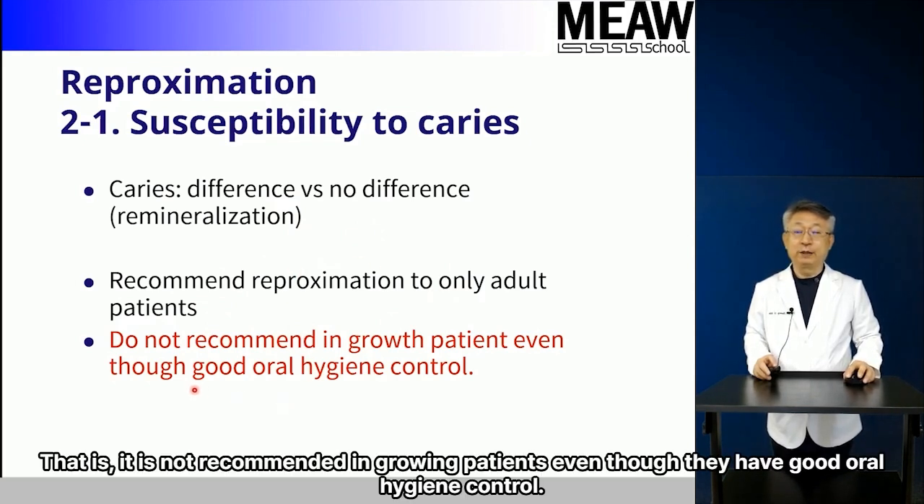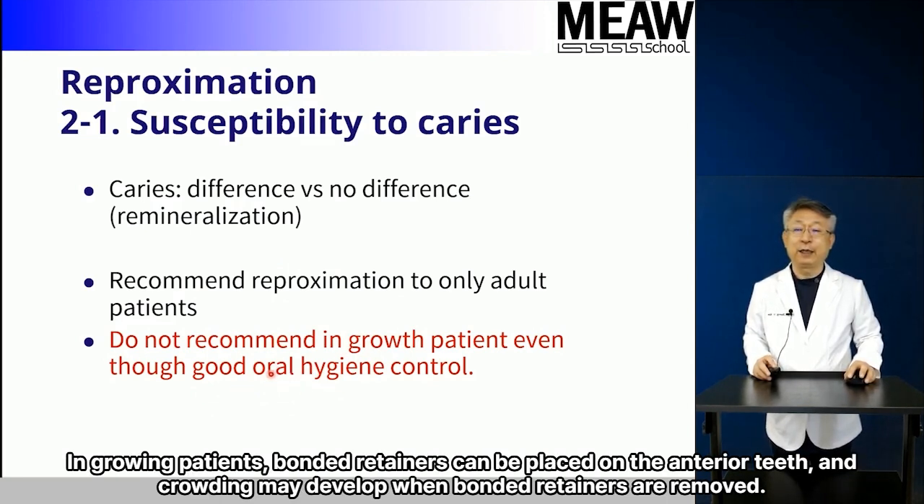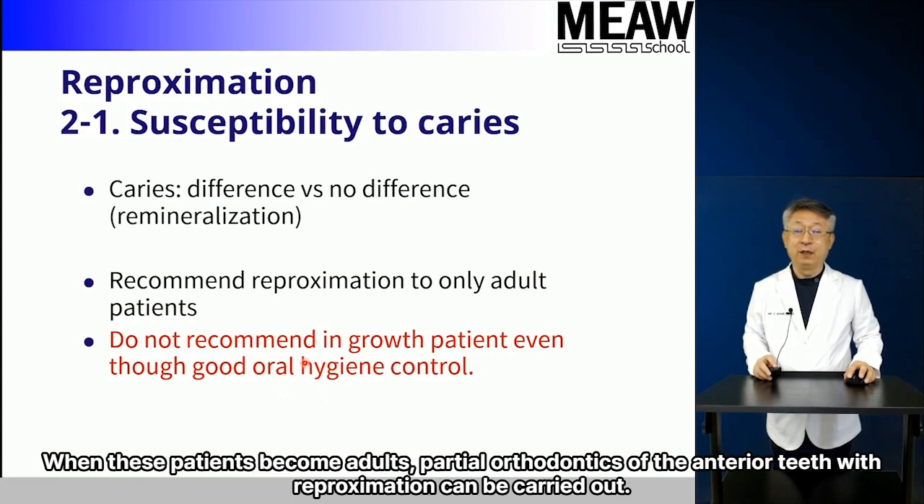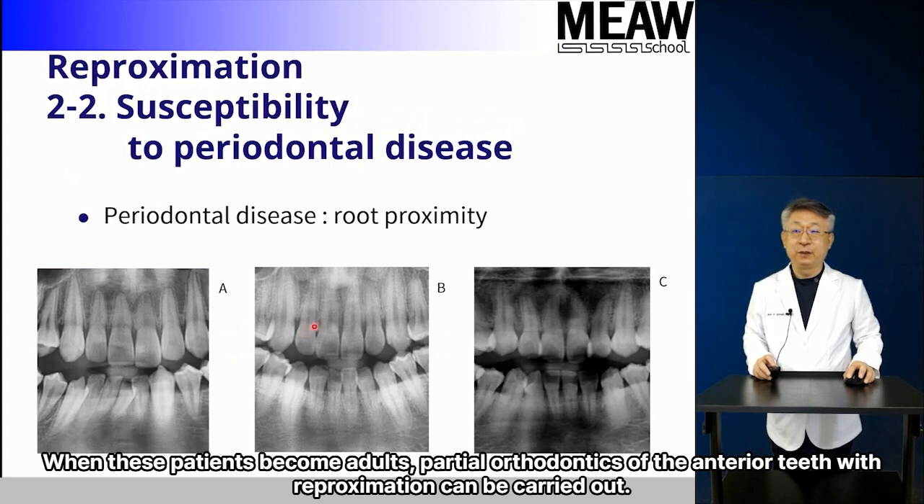That is, it is not recommended in growing patients, even though they have good oral hygiene control. In growing patients, bonded retainers can be placed on the anterior teeth, and crowding may develop when bonded retainers are removed. When these patients become adults, partial orthodontics of the anterior teeth with reproximation can be carried out.